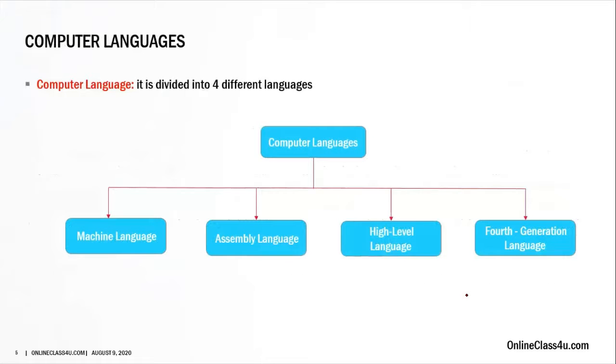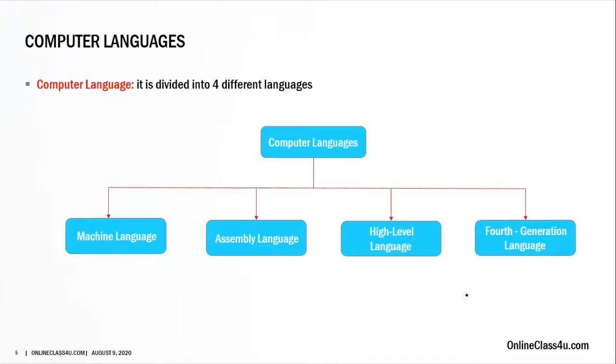Next comes computer language. What is a computer language? Computer language is divided into four different types. First is the machine language, second is the assembly language, third is the high-level language, and the fourth is the fourth generation language.